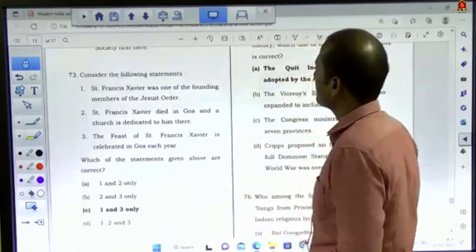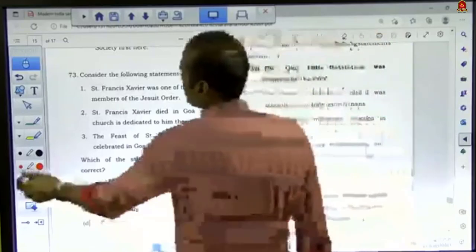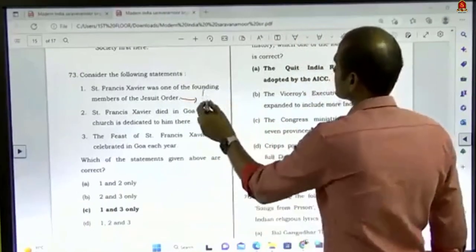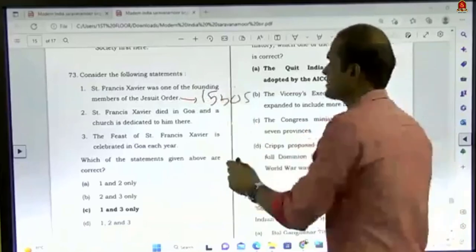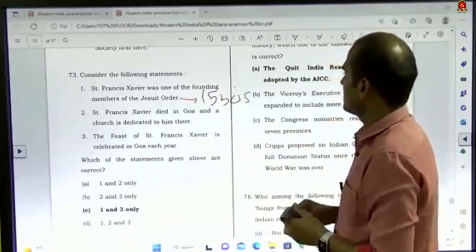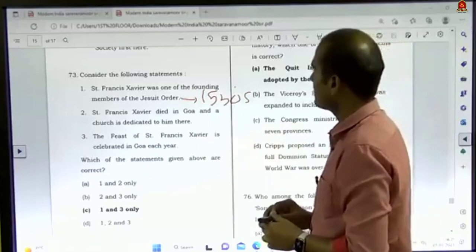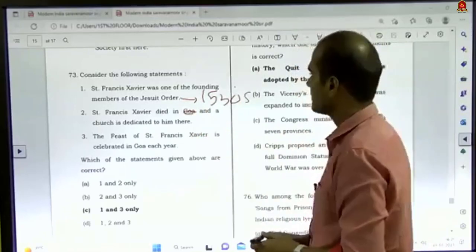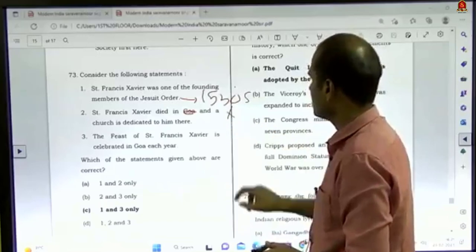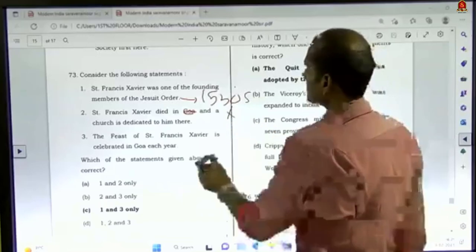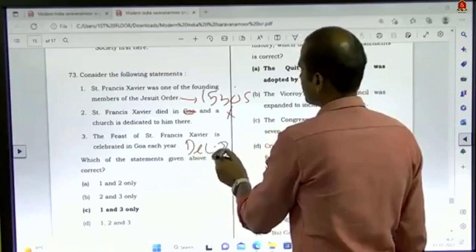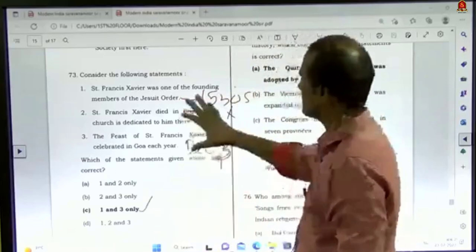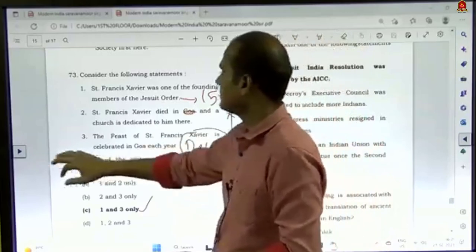73, Saint Francis Xavier was one of the founders of the Jesuit order along with Ignatius of Loyola in the 1530s. It's a counter-reformist order. So it is right. Did Saint Francis Xavier die in Goa? No. He died in China at the age of 46, 47. So this is wrong. The feast of Saint Francis Xavier is celebrated each year on December 3. It is his death date. That's why the answer is C, because the date is very important. It's celebrated all over the world.